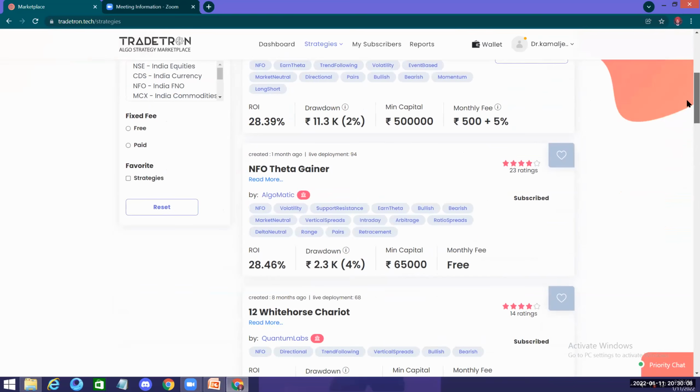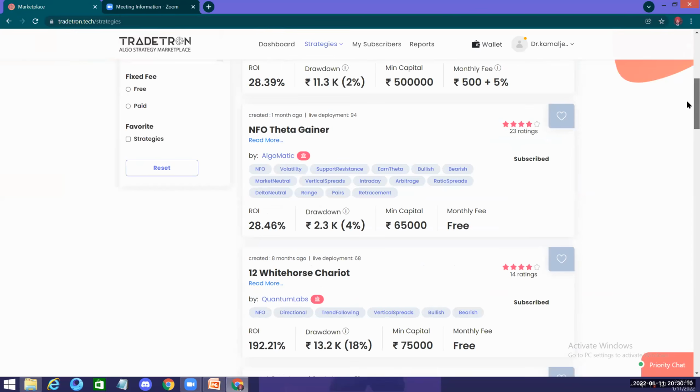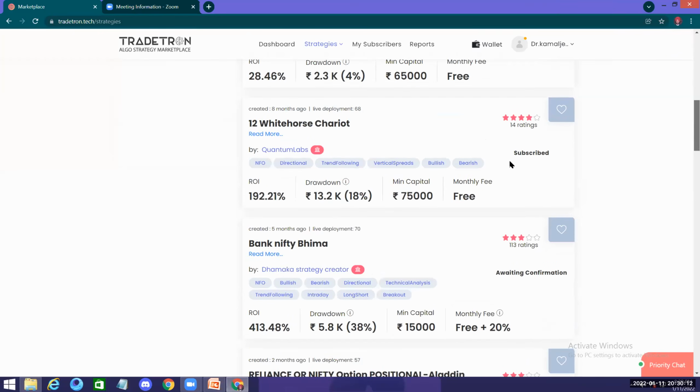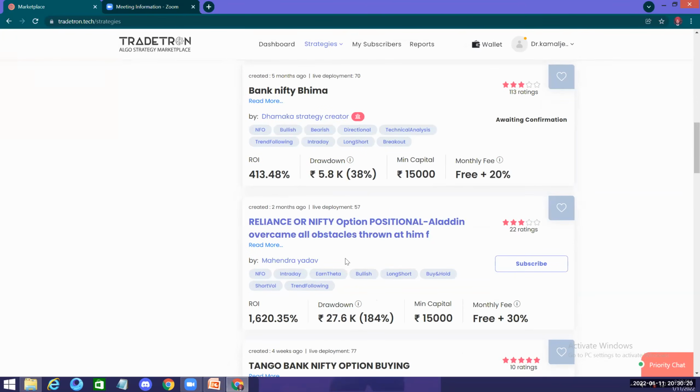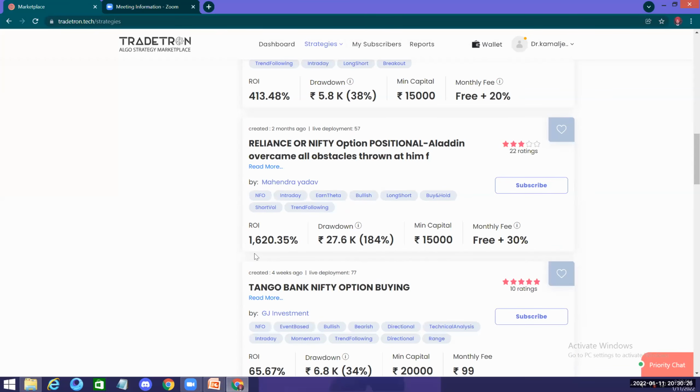Then you have theta gainers, about 28.46. Then you have 12 white horse, then 4 white horse, and then Reliance. This Aladdin one by Mahindra Yadav has somewhat unbelievable returns, 1620.35%. I find it unbelievable, but it is rated as number 1.